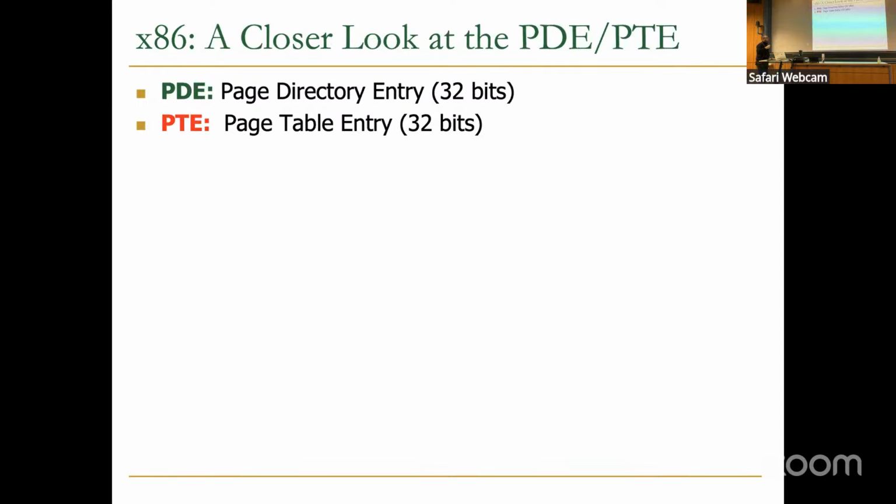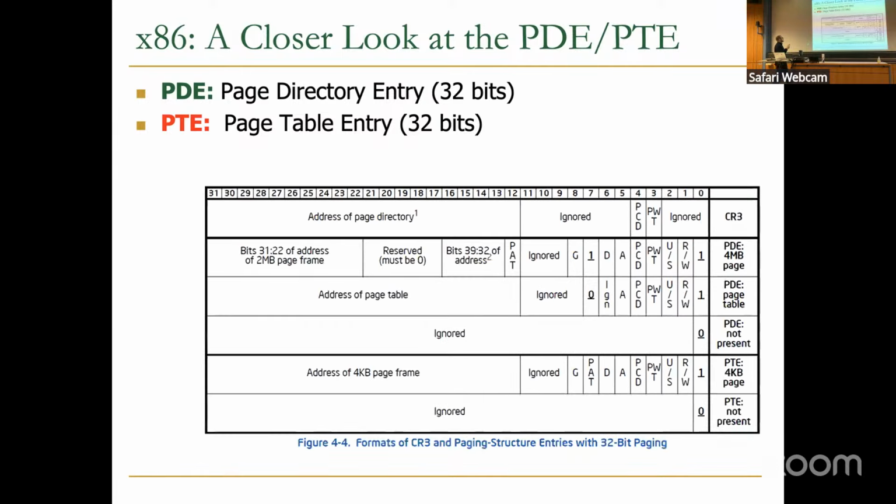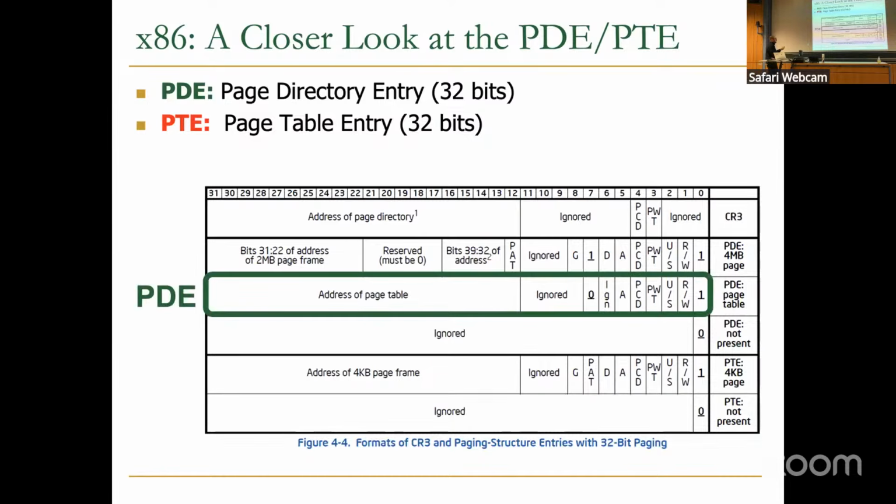Let's take a closer look at the PDE and the PTE. What is the PDE? It's the level before the PTE, so it's the second-to-last level of the page table. It's the one that contains 2 megabyte translations, right? In the x86 system, which means 32-bit systems, we had only 2 levels in the page table. So the first level corresponds to 2 megabyte pages.